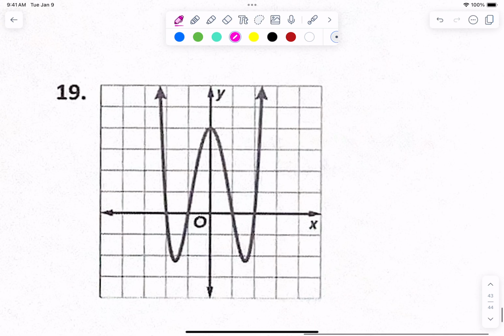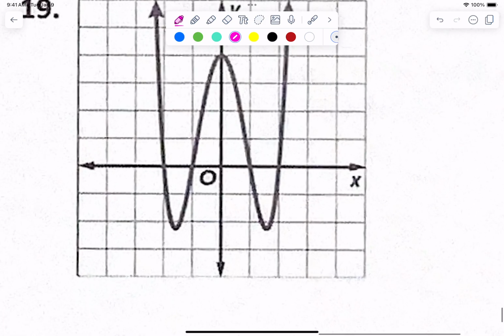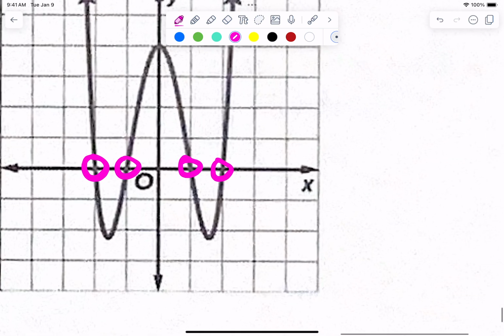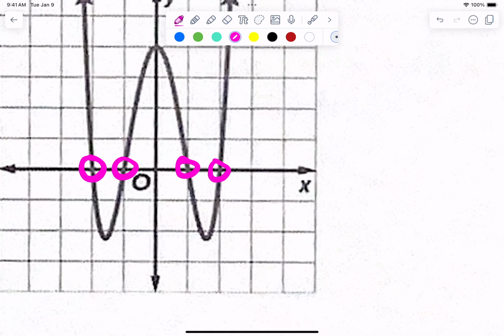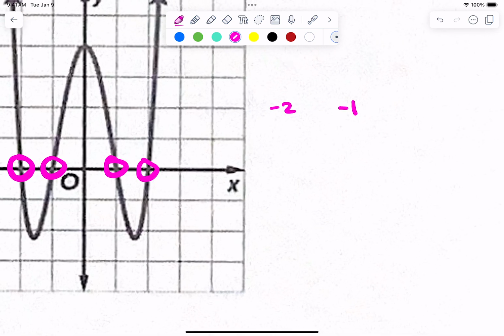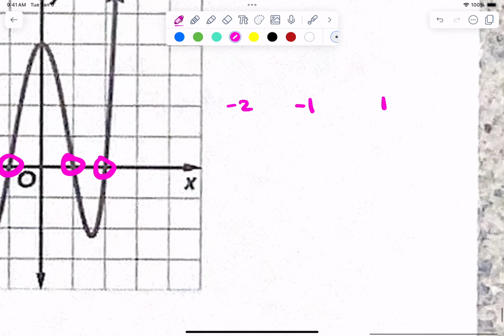Okay, so what are we looking for when we start this thing? The x-intercepts, which are right here, and right here, and right here, and right here. There's 4 of them, right? Okay, what's the first one? -2. What's the second one? -1. What's the third one? +1. And the fourth one is 2.